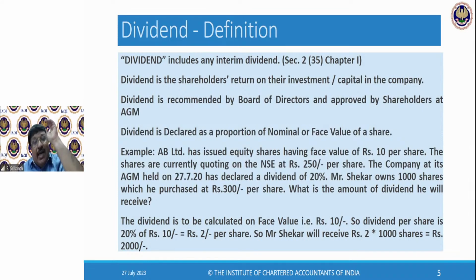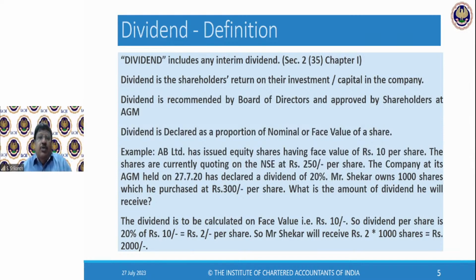But in case the directors are recommending, then it has to be approved by the shareholders. Shareholders may approve the rate recommended or a lower rate. They cannot recommend a higher rate. Suppose the board is saying we'll give you 40% dividend. Shareholders say no, we take only 30%, like that. But they can't increase the dividend.